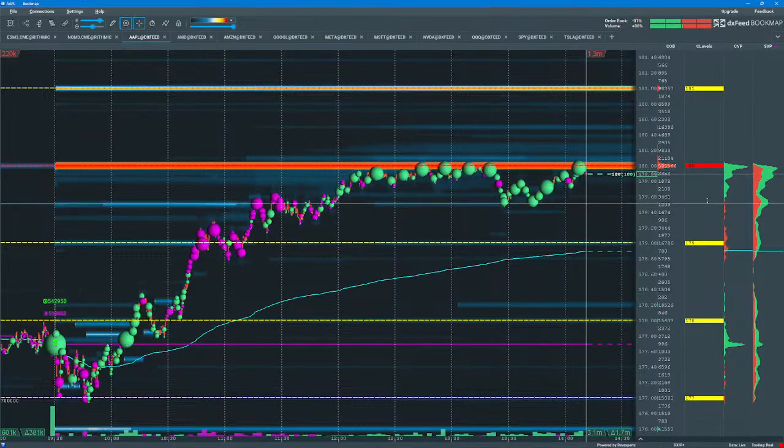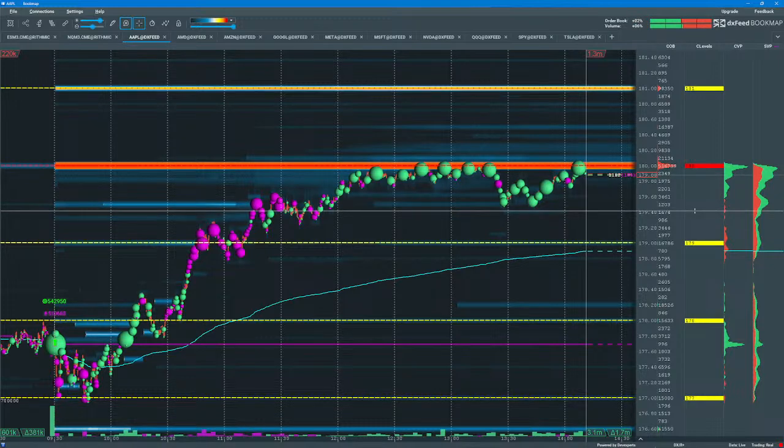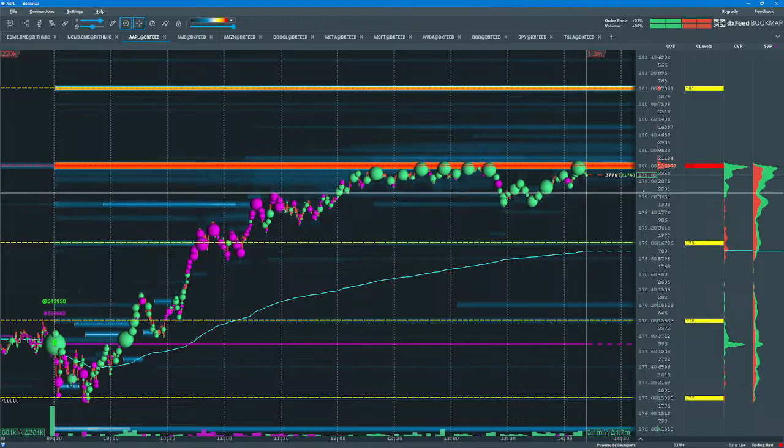Go back to Apple again. Apple 180 is the call wall, the target. And so far traders are having trouble getting price above that level. And SPY's call wall is 423. No, it's 422. All right, so that's Apple.